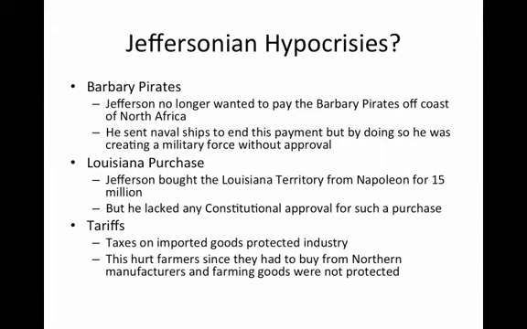Jefferson bought the Louisiana Territory from Napoleon for $15 million. Now, this was actually an incredibly profitable venture for America, considering that $15 million really was not that much money at the time for that immense amount of land. But he did it backwards according to the Constitution.